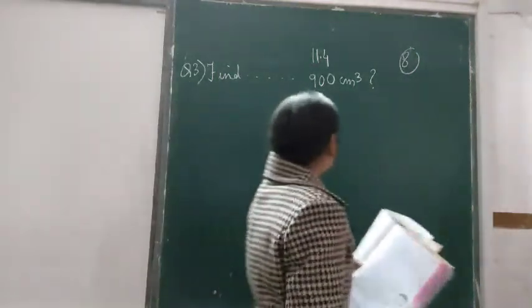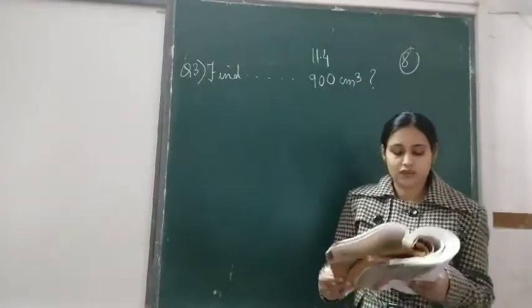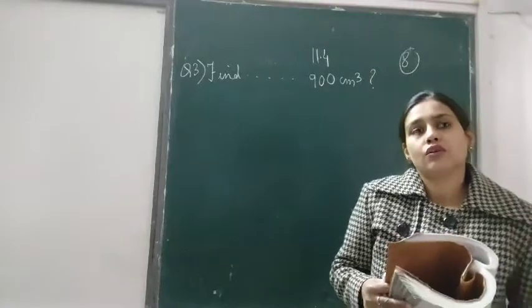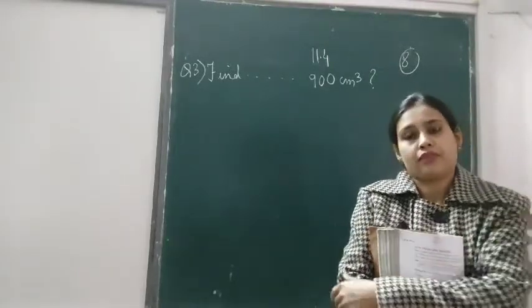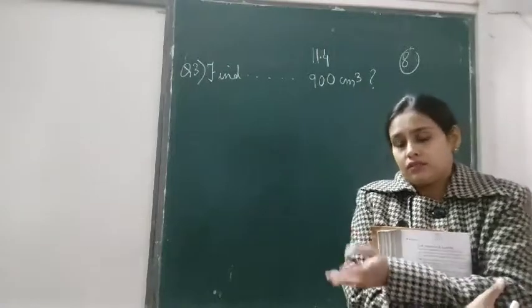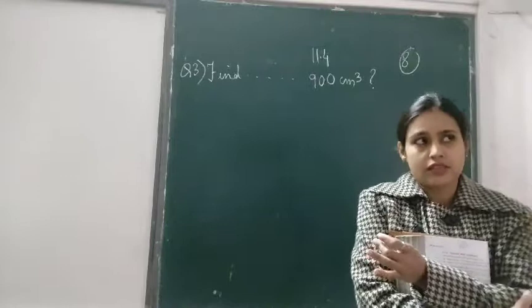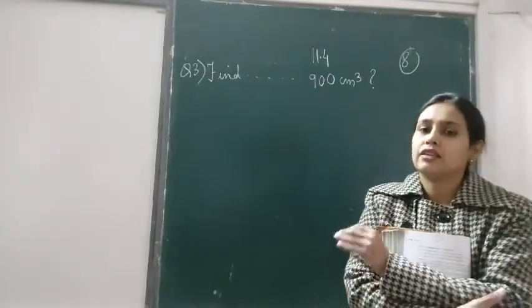So children, today we have to start exercise 11.4, question number 3. Yesterday we completed 1 and 2. This exercise is more about the volume of the cuboid, cube and the cylinder, which we discussed yesterday. That the volume is given by the area of the base into height.